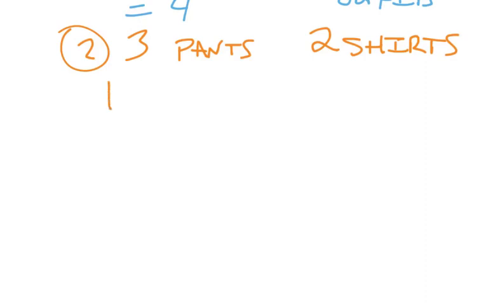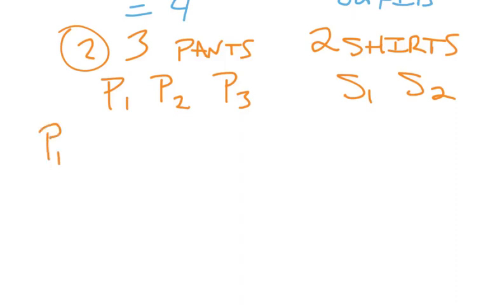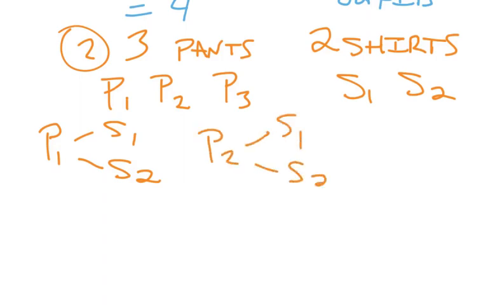All right, so we'll label the pants as P1, P2, P3, and the shirts S1 and S2 again. So now do the exact same thing, right? For pants 1, you could have shirt 1 or shirt 2. For pants 2, you could have shirt 1 or shirt 2. And for pants 3, you could have shirt 1 or shirt 2.